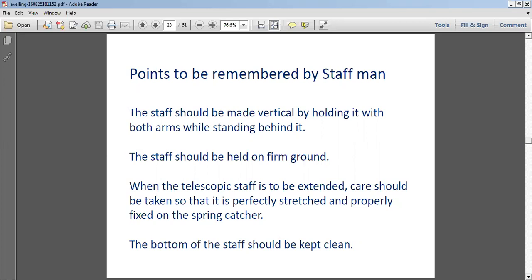It should be stretched when we are using the staff, and when we are not using it, it should be folded. The bottom part of the staff we have to place on firm ground, on a level surface. It should not be on any slope from the bottom.